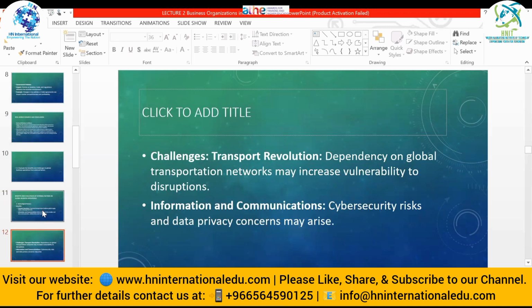Challenges of the transport revolution and the information and communication. The dependency on the global transportation networks may increase vulnerability to disruptions. And the best example could be the era of the COVID pandemic, like COVID-19. Transportation was stopped. Whatever we were having in our country, in our cities, in our district, it was related to only us. We cannot move from one place to another.